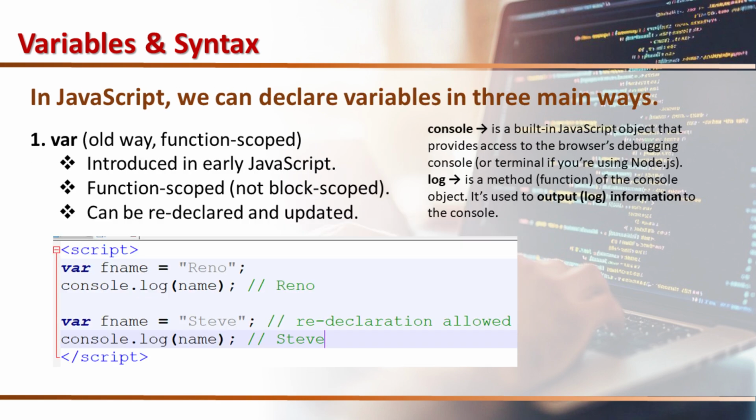In JavaScript, we can declare variables in three main ways. The first is var, which is the old way of declaring variables. It was introduced in early versions of JavaScript and is function scoped, not block scoped, meaning it is accessible throughout the function in which it is declared. Variables declared with var can be redeclared and updated. Additionally, console is a built-in JavaScript object that provides access to the browser's debugging console, or terminal if using Node.js. And log is a method of the console object used to output information to the console.